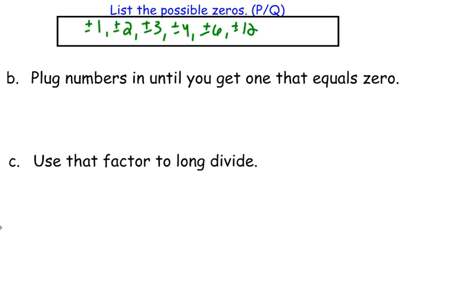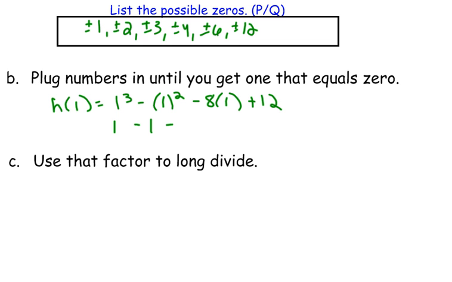Now, I have to decide which ones I want to plug in to get 0. So I normally work left to right. We'll see if that helps me or not. But I'm going to plug in a 1. So I'd say h of 1 equals 1 cubed minus 1 squared minus 8 times 1 plus 12. So 1 minus 1 minus 8 plus 12. That'd be 4. Doesn't give me a 0. So positive 1 is out.